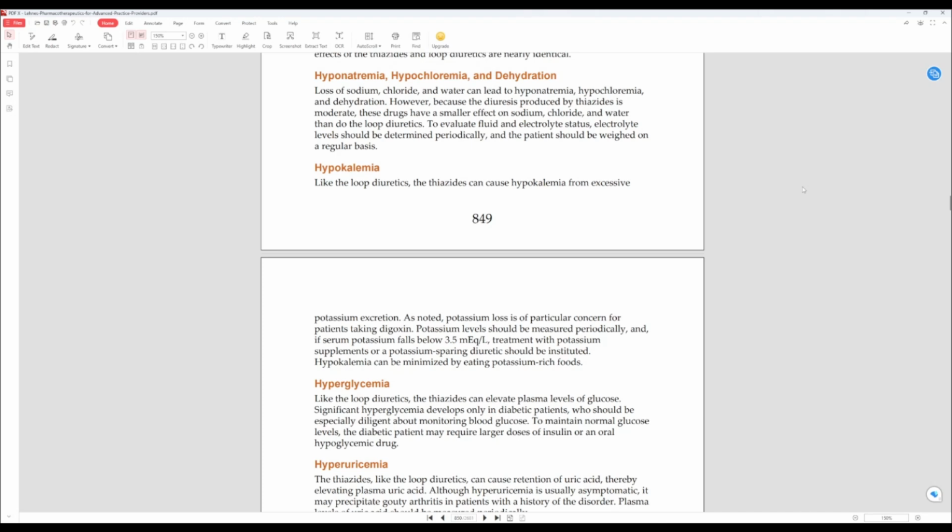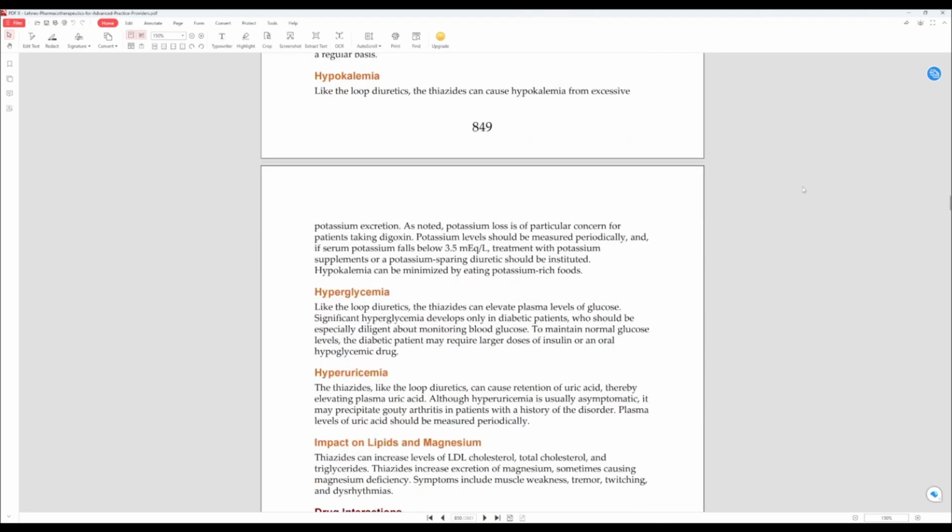However, because the diuresis produced by a thiazide is moderate, these drugs have a less pronounced effect on sodium, chloride, and water than do the loop diuretics. To evaluate fluid and electrolyte status, electrolyte levels should be determined periodically, and the patient should be weighed on a regular basis.